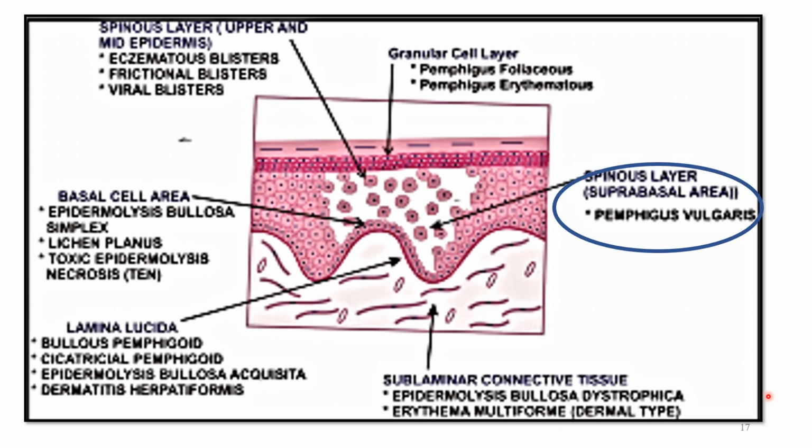suprabasal involvement is Pemphigus vulgaris, and the granular cell layer involvement is Pemphigus foliaceus and Pemphigus erythematosus, and in the lamina lucida we have bullous pemphigoid and cicatricial pemphigoid. Please remember this location. It is very, very important and frequently asked in the MCQ questions.